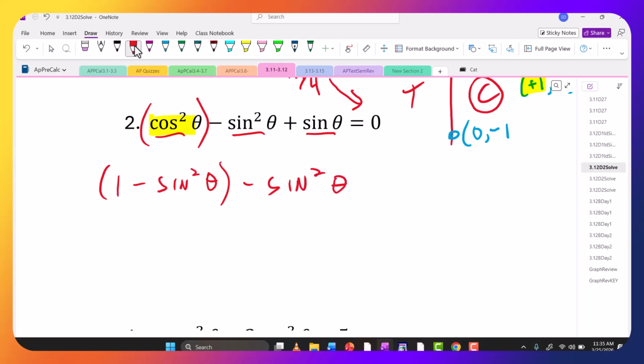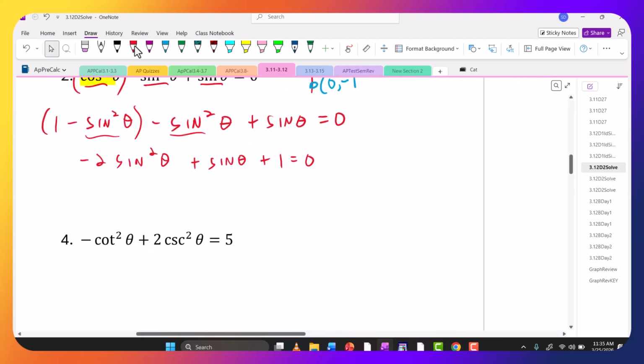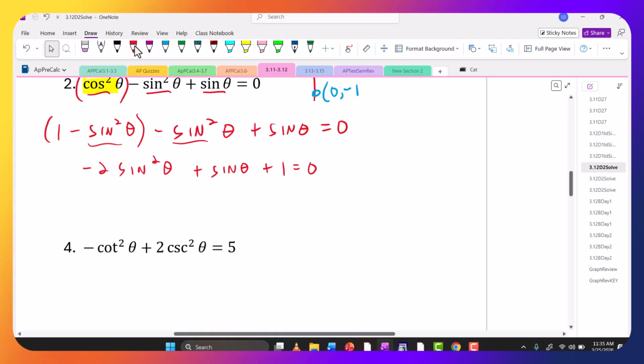Variables, trig variables. Now they're all in terms of the same trig function, and now I just have to do my algebra skills. Something I don't like about this, negative sine squared and negative sine squared is negative 2 sine squared. I don't like a negative leading term. Plus sine, I think I'm writing too large again, and then plus 1 equals 0. I got some space over to the right. I think I'm good. I don't like a negative leading term, so I'm going to multiply both sides by a negative. Negative 0 is still 0.